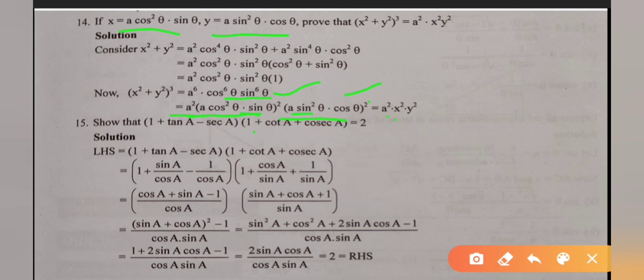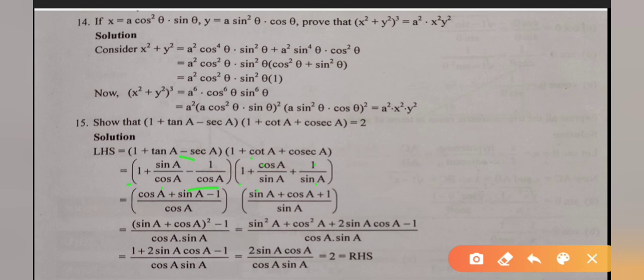Next, last example. Show that (1 plus tan a minus sec a) into (1 plus cot a plus cosec a) equals 2. Now, let us consider the LHS. Now, 1 plus tan a can be written as sin by cos, minus sec a can be written as 1 by cos, and 1 plus, as it is, cot can be written as cos by sin, cosec can be written as 1 by sin, right?